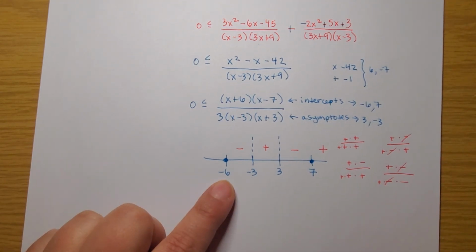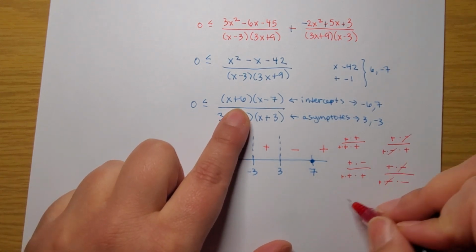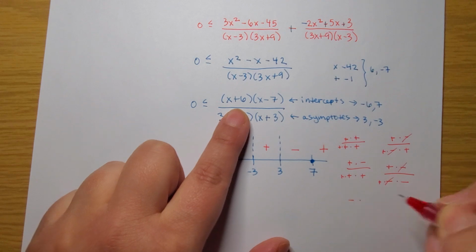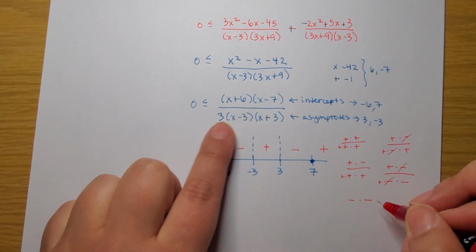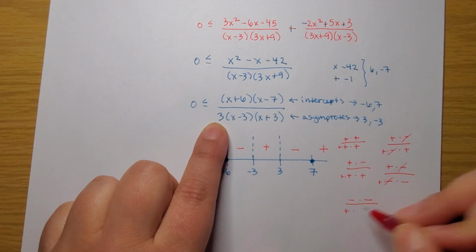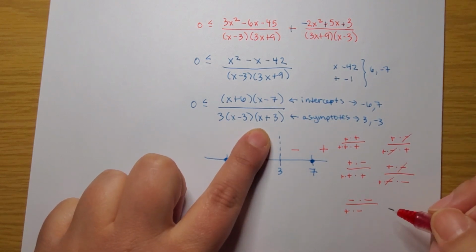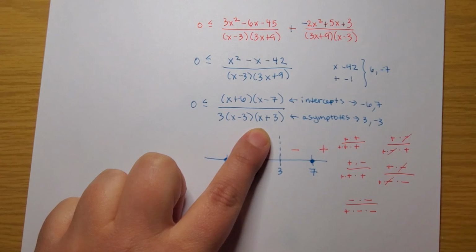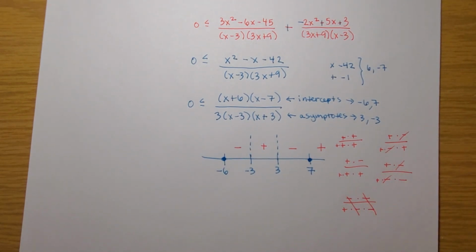And then something bigger in the negative direction than negative 6. So let's go with negative 7. So negative 7 plus 6 is negative. Negative 7 minus 7 is a negative. Here's our positive 3. Negative 7 minus 3 is a negative 10. Negative 7 plus 3 is a negative 4. So these cancel, and we get a positive.